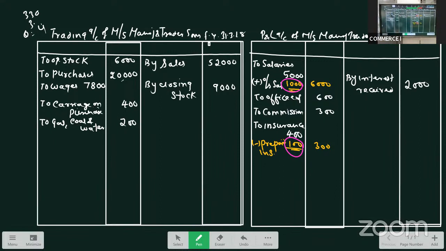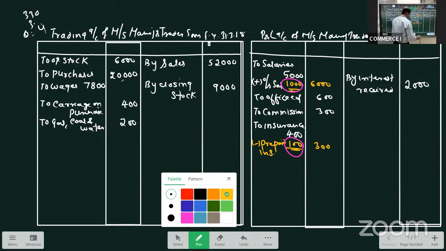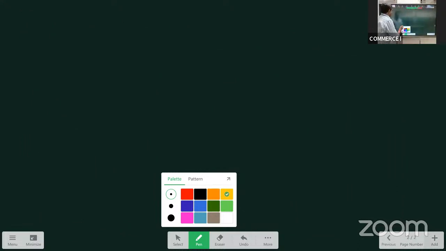Okay. Then create a provision for bad debts. Provision for bad debt is created on debtors, good debts. Provision for bad debts is asking us to create provision for bad debts at what rate? At 5%. Provision for bad debt is to be created at 5%.